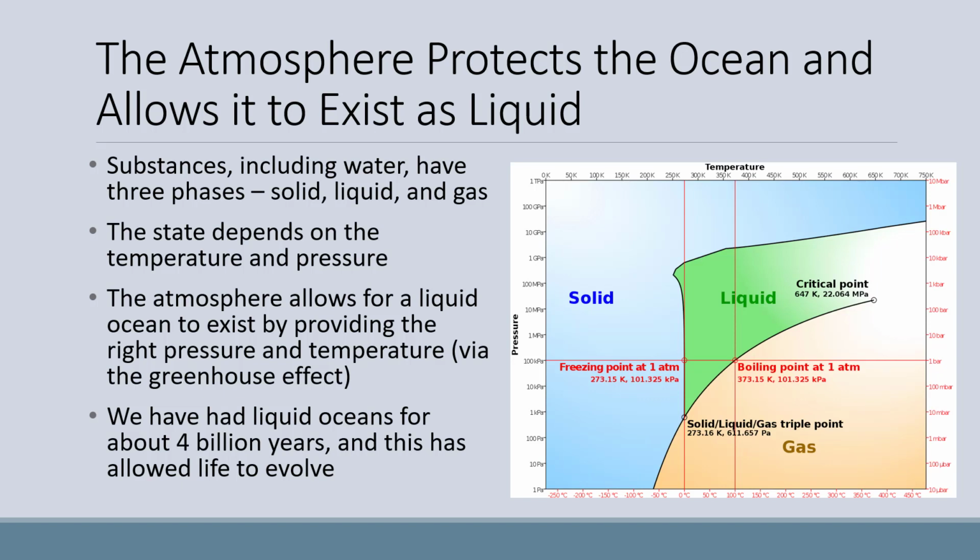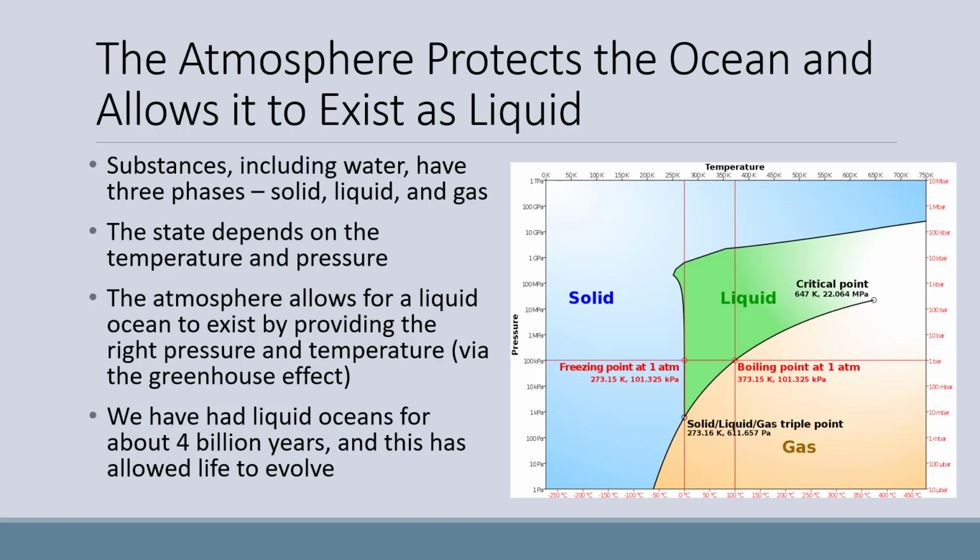Substances, including water, have three phases: solid, liquid, and gas. The state depends on the temperature and pressure. The atmosphere on Earth allows for a liquid ocean to exist by providing the right pressure and temperature via the greenhouse effect. We have had liquid oceans on this planet for about 4 billion years, and this has allowed life to evolve.